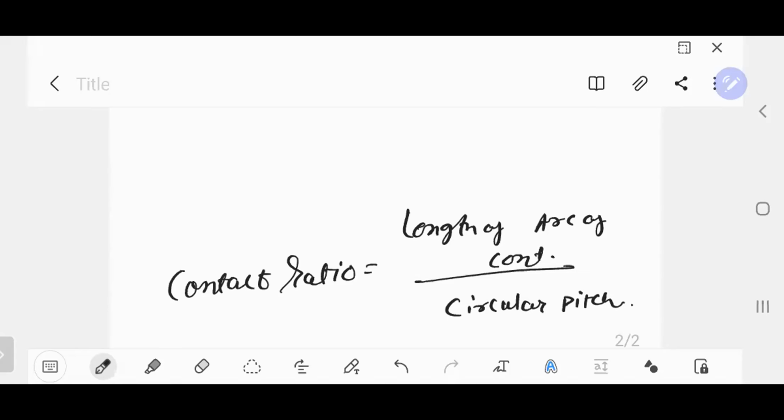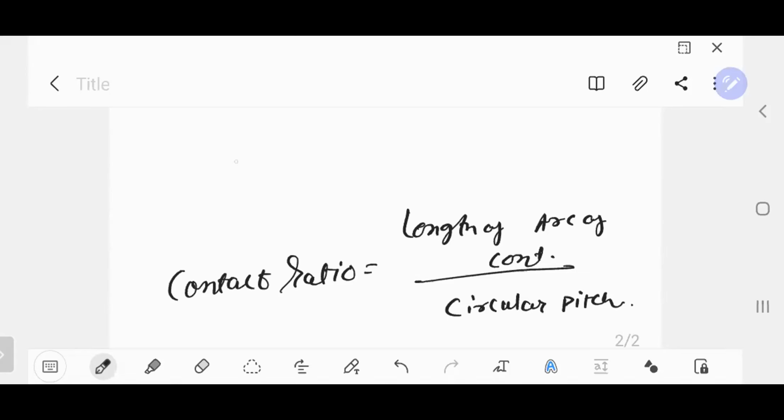What we need first is the contact ratio. So contact ratio is equal to length of arc of contact divided by circular pitch. Now, if we want to find the contact ratio, we must have the length of arc of contact and the circular pitch. Is it given in the question? Do you have the arc of contact? Not given. Circular pitch? Not given. So we have to calculate that first.